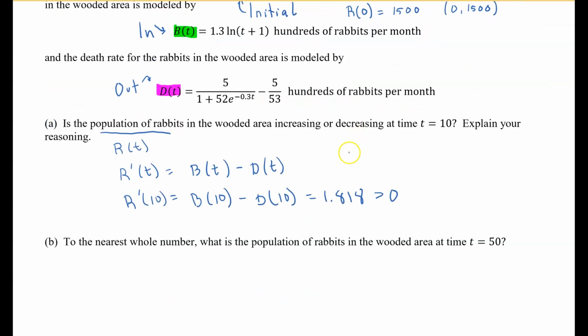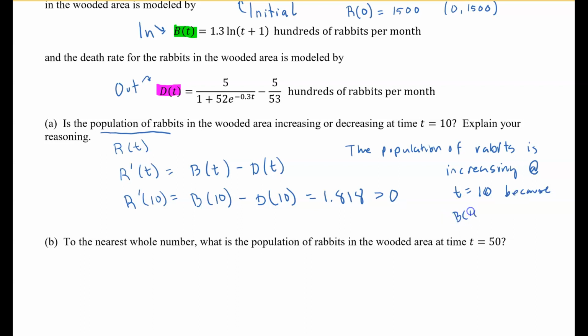So we can say the population of rabbits is increasing at t equals 10, because b of 10 minus d of 10 is greater than 0. There you go.